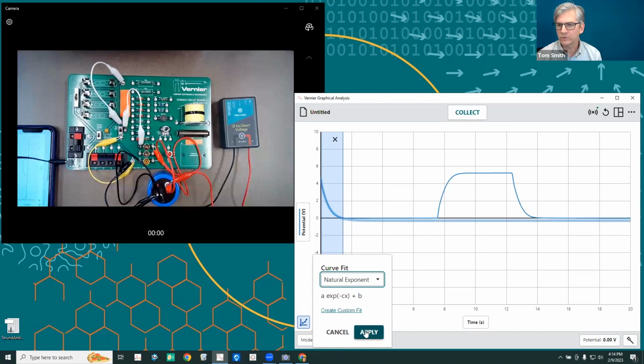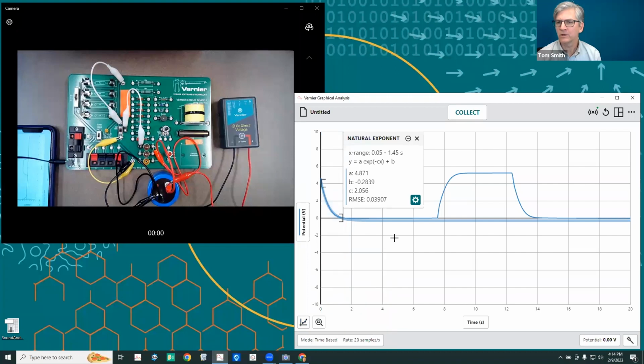And if we were to go ahead and apply that here, in this equation, our voltage is equal to some constant times the exponent of negative cx plus b. This y value would be our initial voltage, and that c value is really what we're interested in. I'm going to change views for a second and just kind of sketch this out for us.